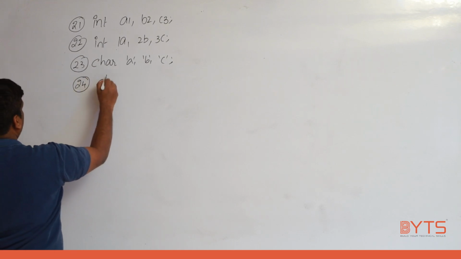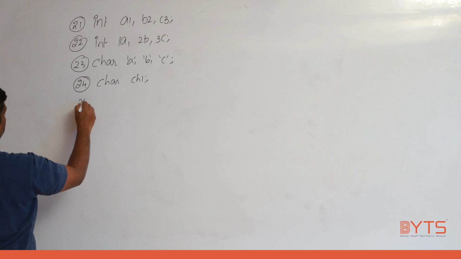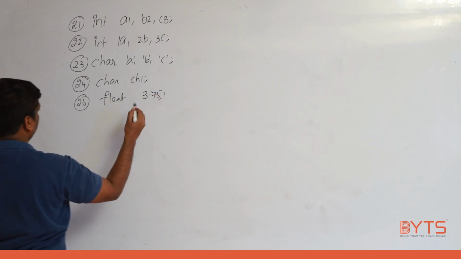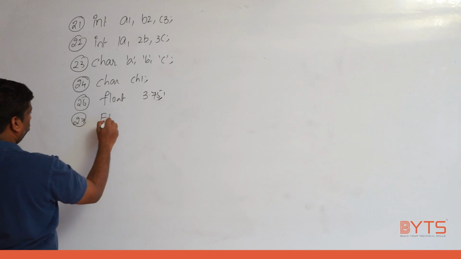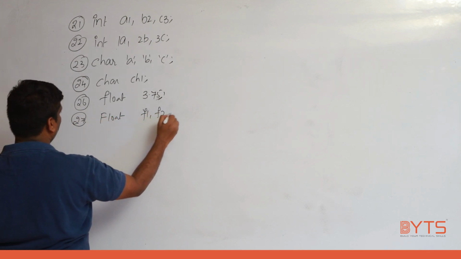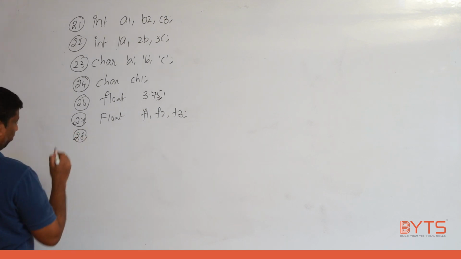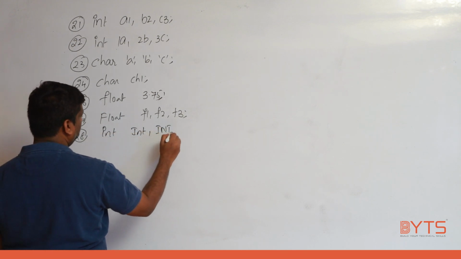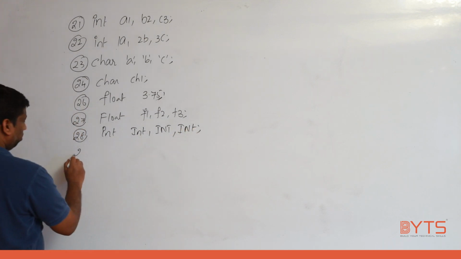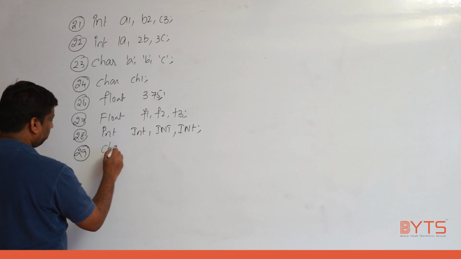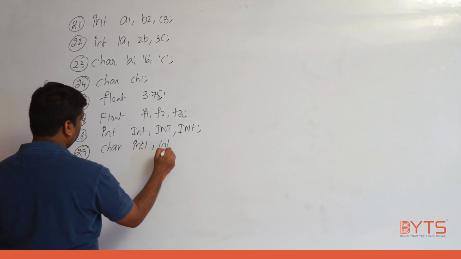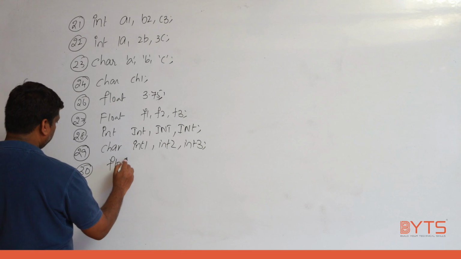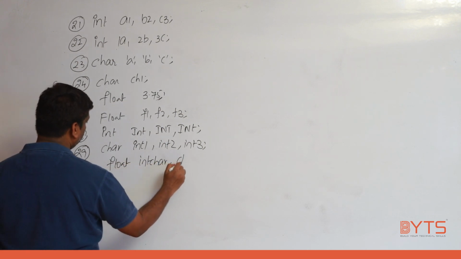24, char CH1. 26, float 3.75. 27, float F1, F2, F3. 28, int. 29, char int1, int2, int3. 30, float int char int.